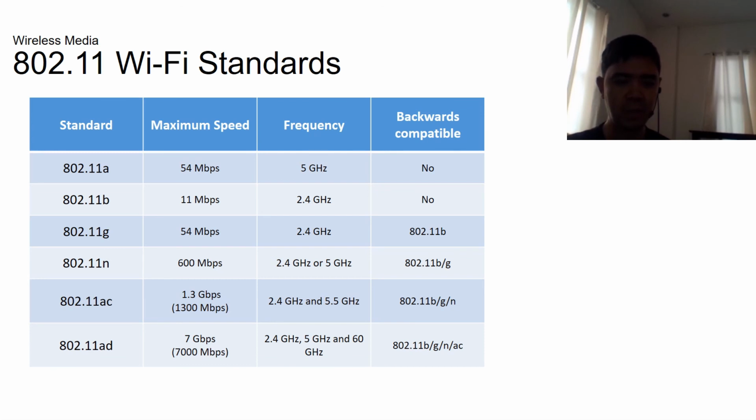Nowadays, what we see in the market are AC. The Gigabit Ethernet wireless routers are of AC. It has a bandwidth, ideally, of 1.3 gigabits per second. There's also another standard for wireless routers, AD, around 7 gigabits, and it supports 2.4, 5, and 60 gigahertz. You should memorize this. We will review this part on the Wi-Fi standard, IEEE 802.11, during our live session.